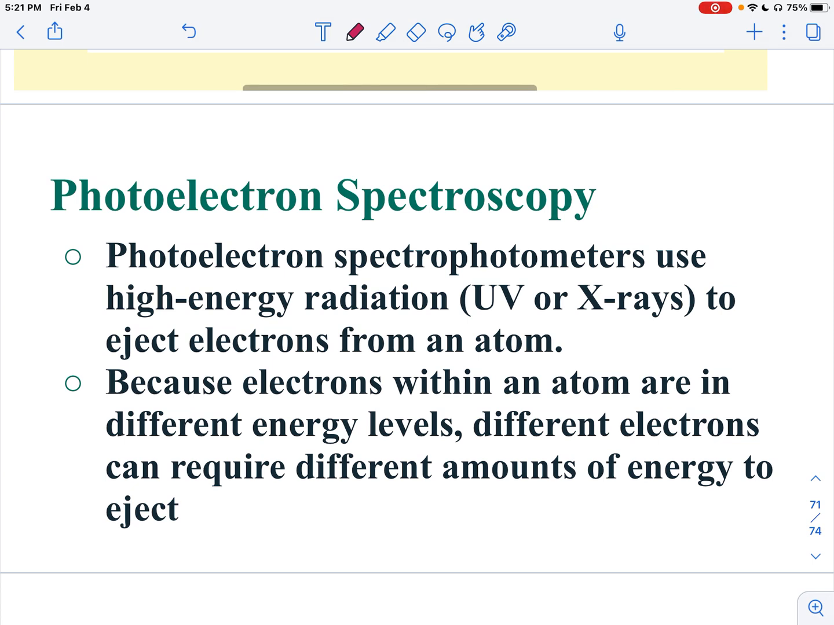So the last thing we're going to do here is something called Photoelectron Spectroscopy. It's a graph that we're going to analyze, but it's pretty straightforward and easy. So here's how it happens. Photoelectron spectrophotometers use a high energy radiation to eject electrons from an atom. So because they're in different energy levels, they're going to have different amounts of energy to eject. Okay, you may have seen this in first year if you did the flame test lab. That was the same amount of energy, but then when we let them go back to their ground state, they emitted different colors because they were emitting different energy.